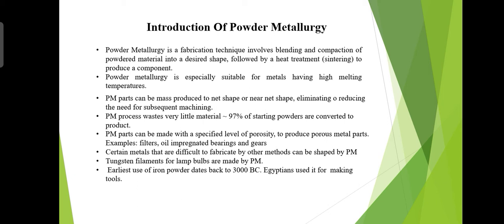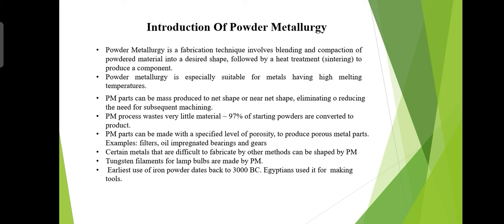Powder metallurgy is especially suitable for metals having high melting temperatures, and powder metallurgy parts can be mass produced to net shape or near net shape, reducing the need for subsequent machining. There is little wastage of material, as I have told you: 90% of starting powders are converted into products. Only 3% waste of the material, generally it will be recycled, so this is not a big loss. The earliest use of iron powder dates back to 3000 BC to 2500 BC, and Egyptians used it for making tools.